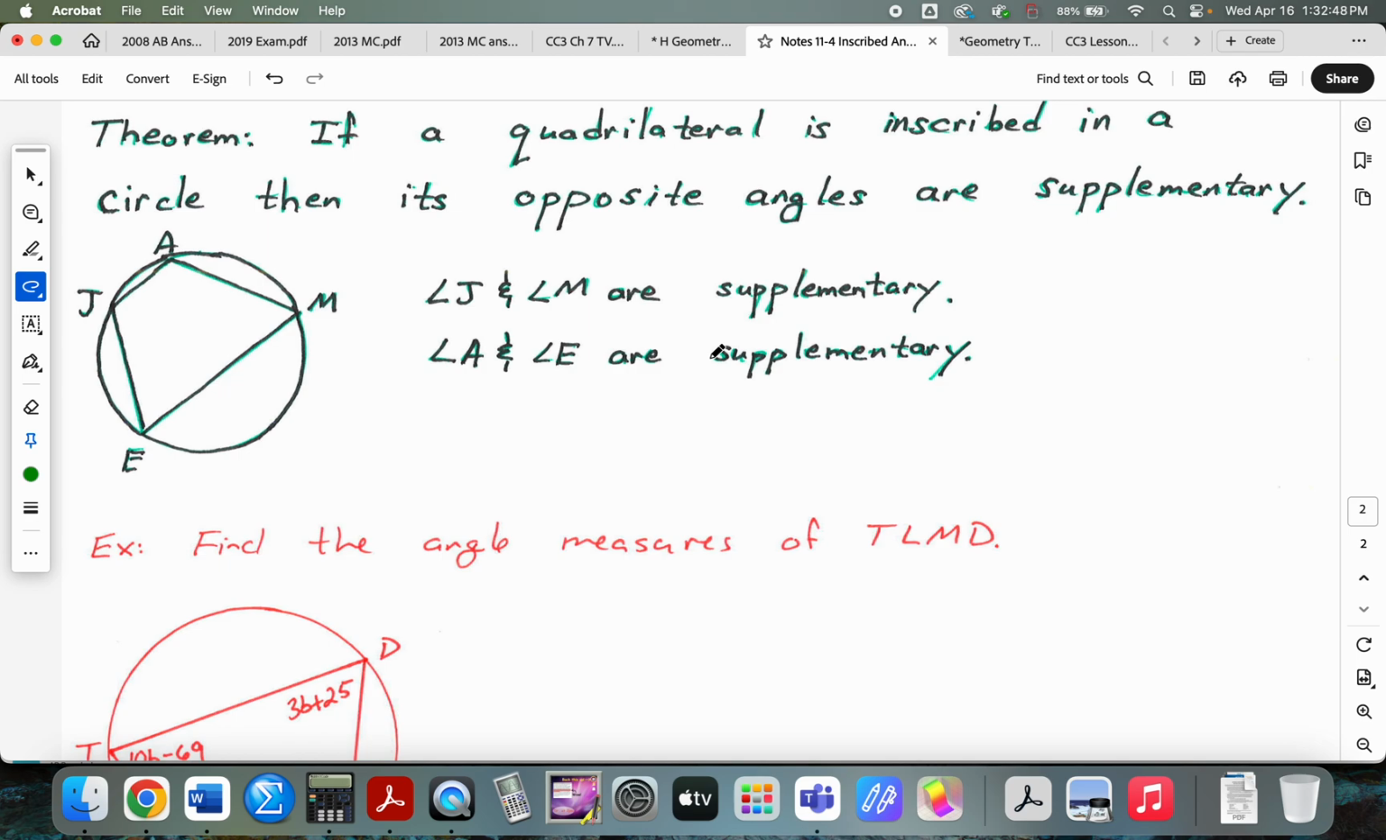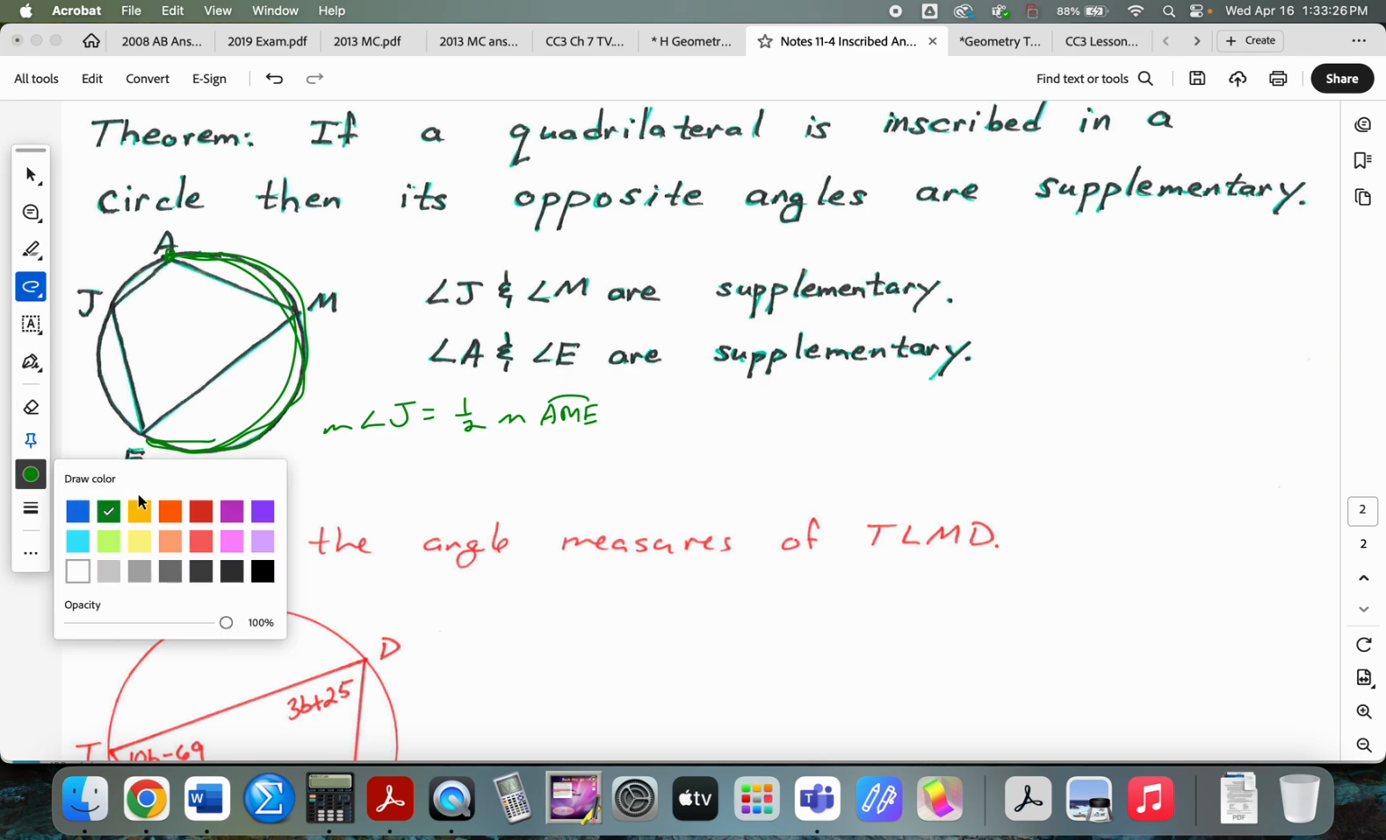And you're like, what the heck? That's not immediately obvious. Let me show you why it's true. Let's talk about angle J and angle M, right? Angle J is going to be half of this great big arc from A to M to E, right? You don't need to write this down. So the measure of angle J is going to be half of the measure of arc AME.